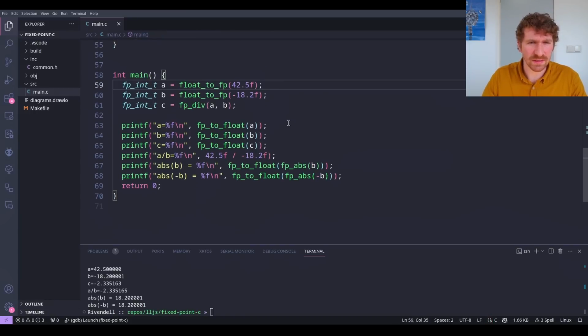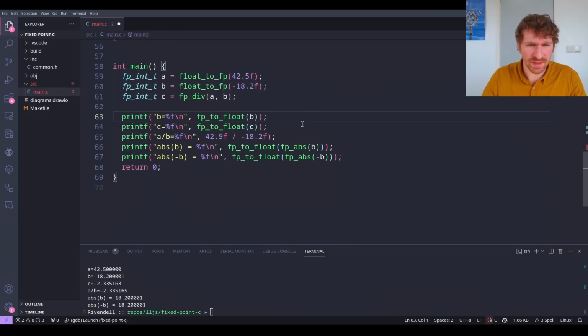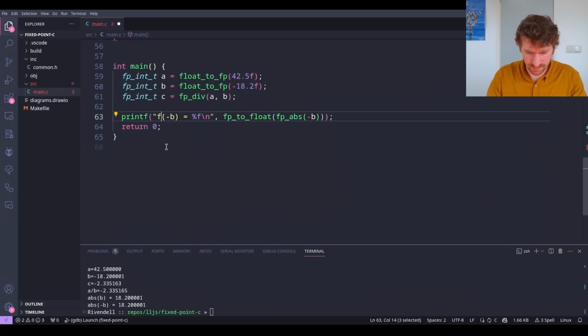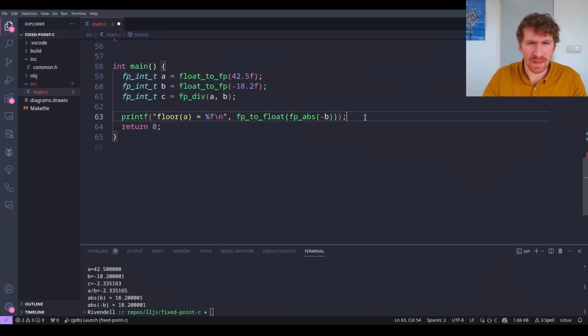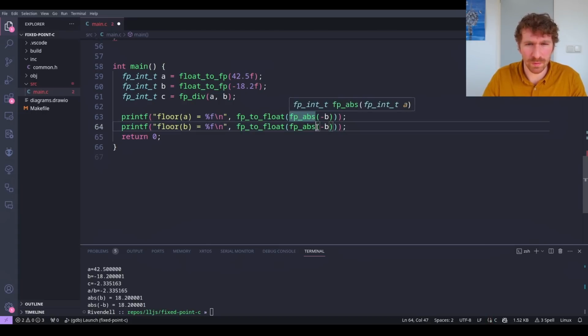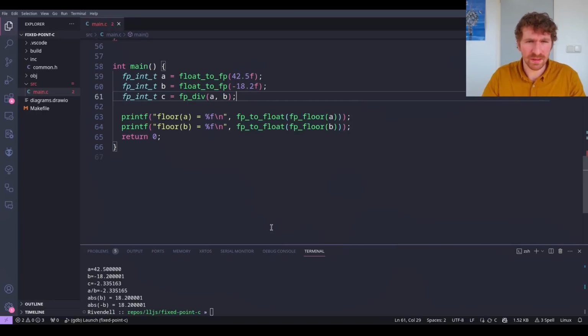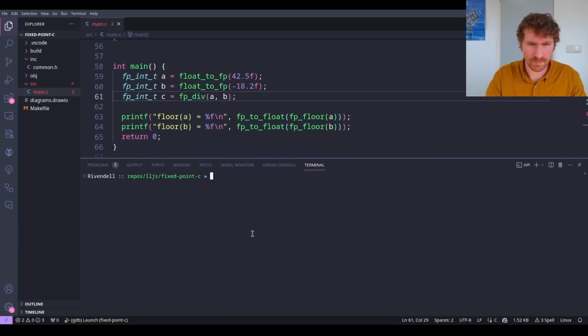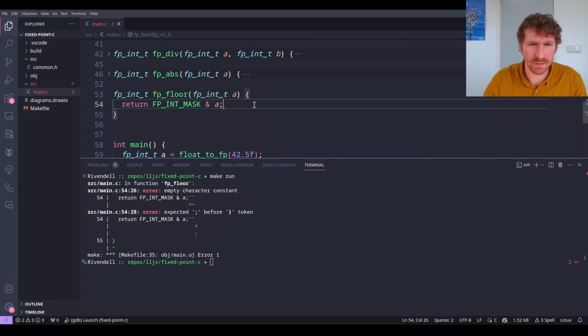Let's get rid of some of this other stuff here, and let's do floor of A, so that will round this one. And let's do floor of B, that's going to do a negative number. And that's going to be A, and that's going to be B. Let's see what happens when we do this. Okay, I've missed something somewhere.